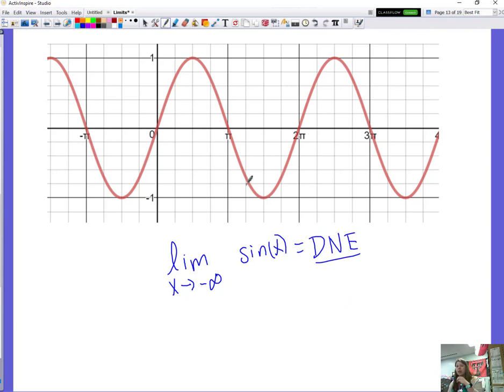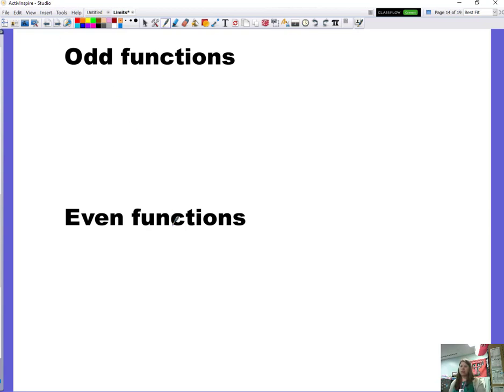So that's two examples. One is approaching an actual value. One is going up and down and not approaching anything. So we have a couple of different scenarios that are going to help us. If your function simplifies to being an odd function, some odd functions are y equals x, because it's x to the first power, or y equals x cubed, or y equals x to the fifth power. All of those are odd functions because they have odd exponents.